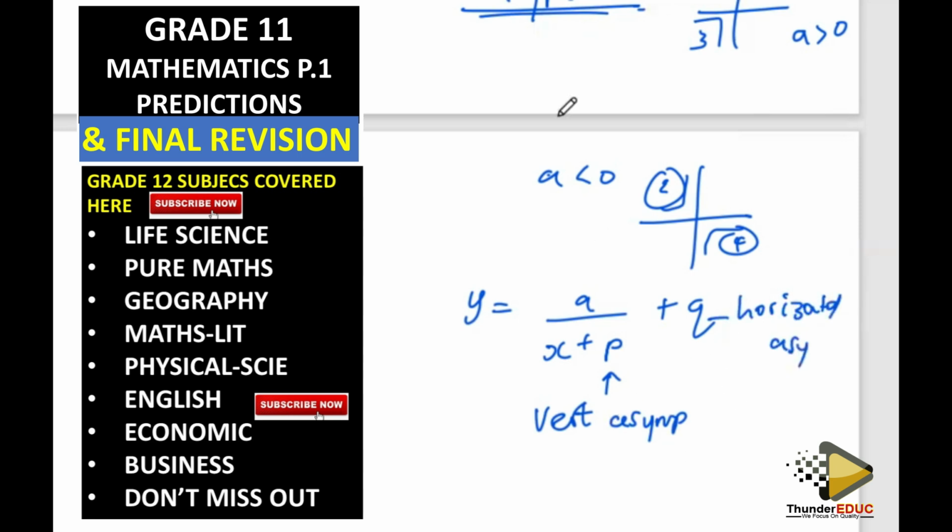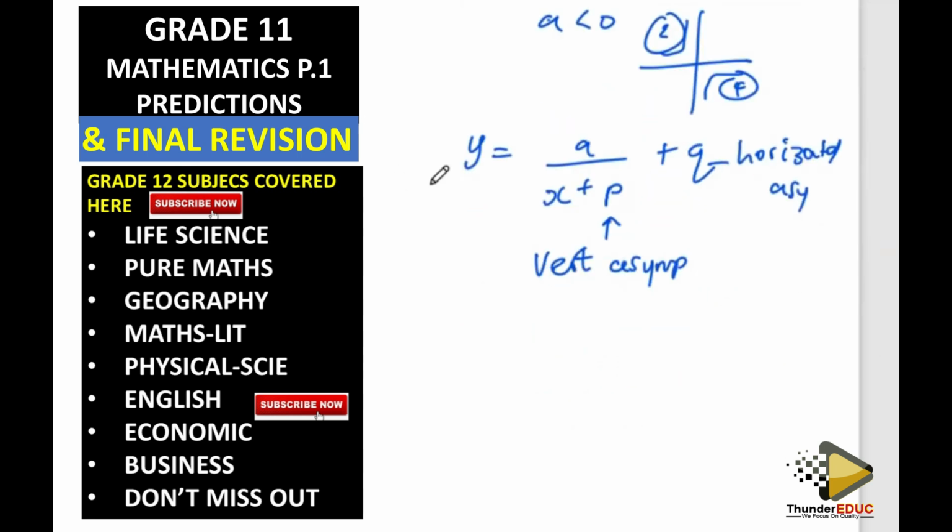So if they ask, because it's usually the first question, let's say if you have a hyperbola, they'll ask for the equations of the asymptotes. Get the x, switch the sign. So in other words, x plus p equated to 0, and then solve for this. So x in this case will be minus p. Then y is going to be just equal to q. So these will be the equations of the asymptotes.